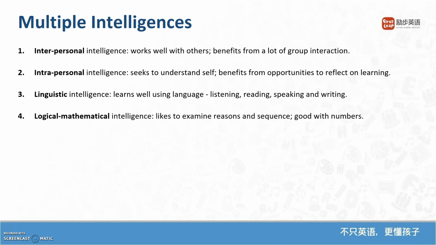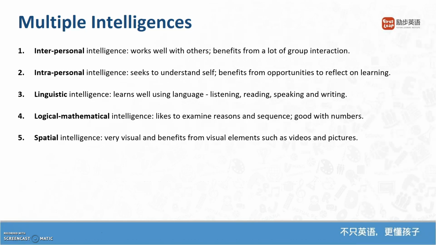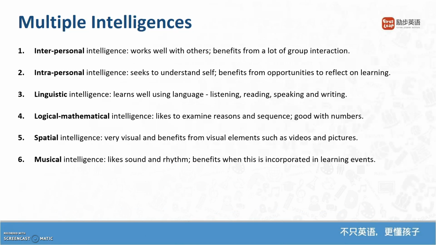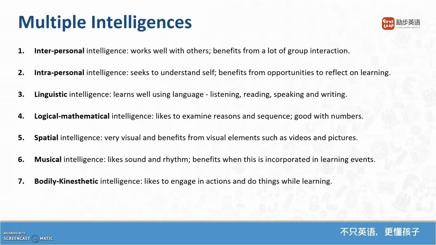Logical mathematical. These intelligence types like to examine reasons for things. They look at sequences. They're very good with numbers. Spatial. Spatial intelligence types are very visual and benefit from visual elements such as videos and pictures. Musical. Musical intelligence types like sound and rhythm and really benefit when this is incorporated into learning events. Bodily kinesthetic intelligence types like to engage in actions and do things while learning. They like to move.